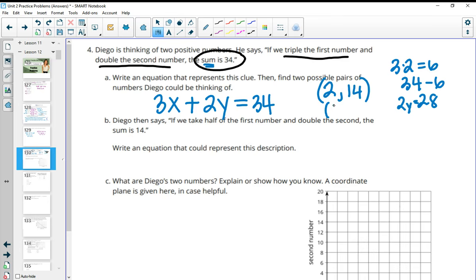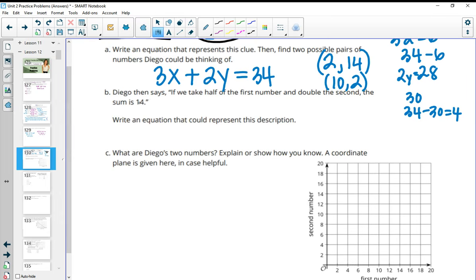We could plug in 10. So 10 times 3 would be 30. So then we'll do 34 minus the 30. So then the 2y portion needs to be 4. So 4 divided by 2 is 2. So those are 2 solutions, and you could come up with a lot more than that, but that's just 2 that I came up with.